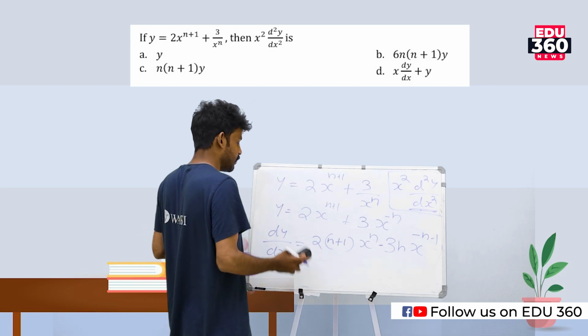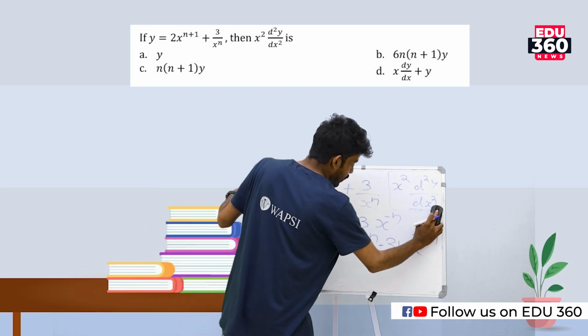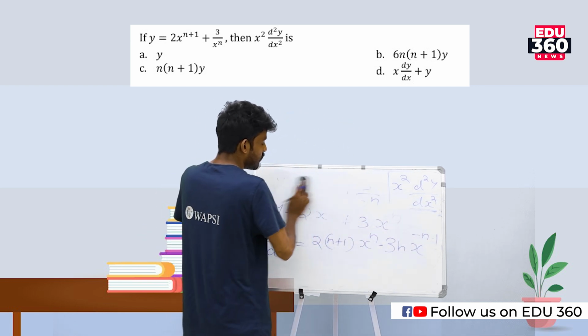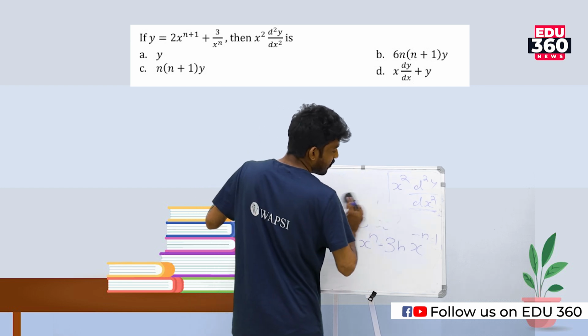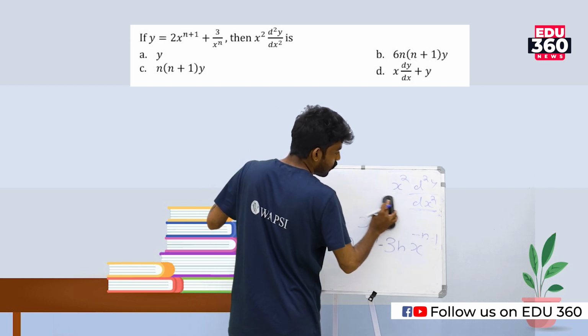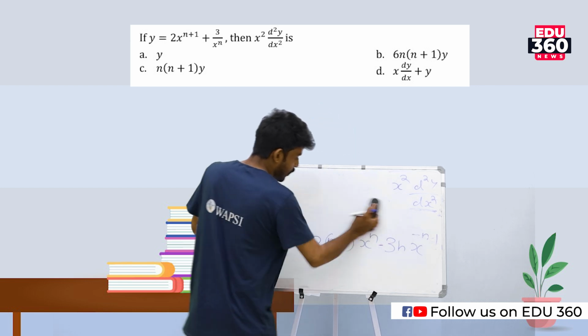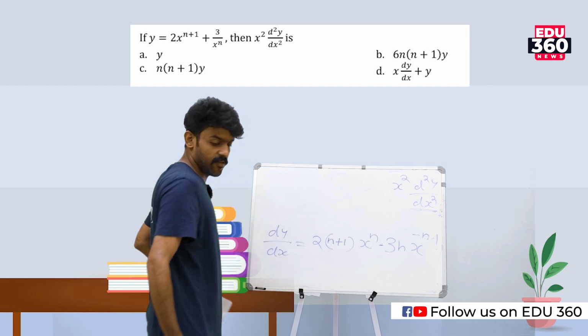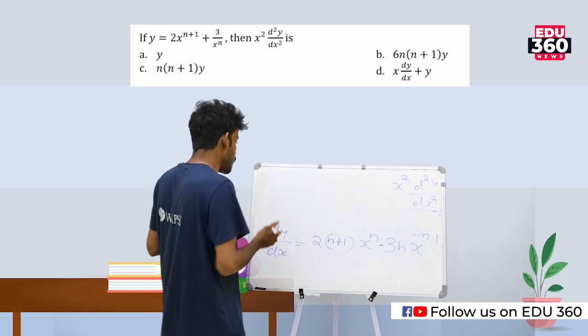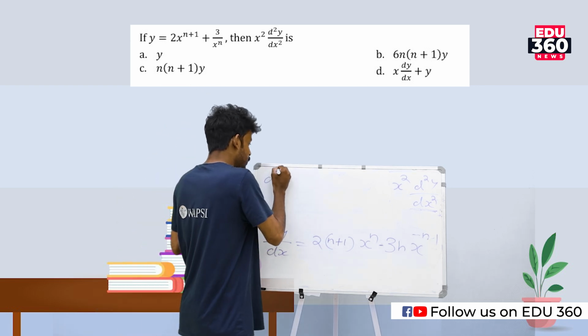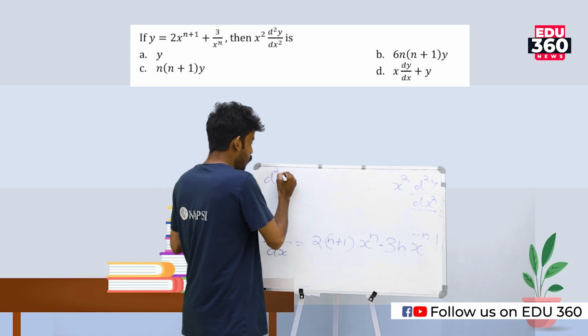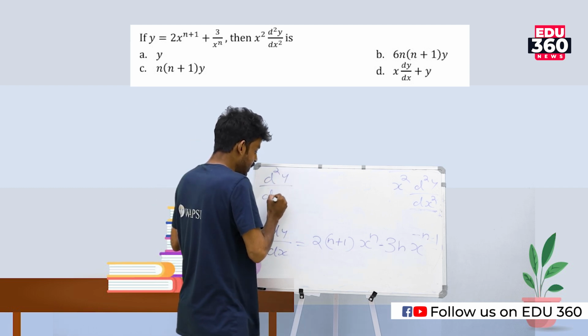Hereafter, we are going to find the second derivative, because in the question we need to find x square into d square y by dx square. So in the next step, we can find d square y by dx square.